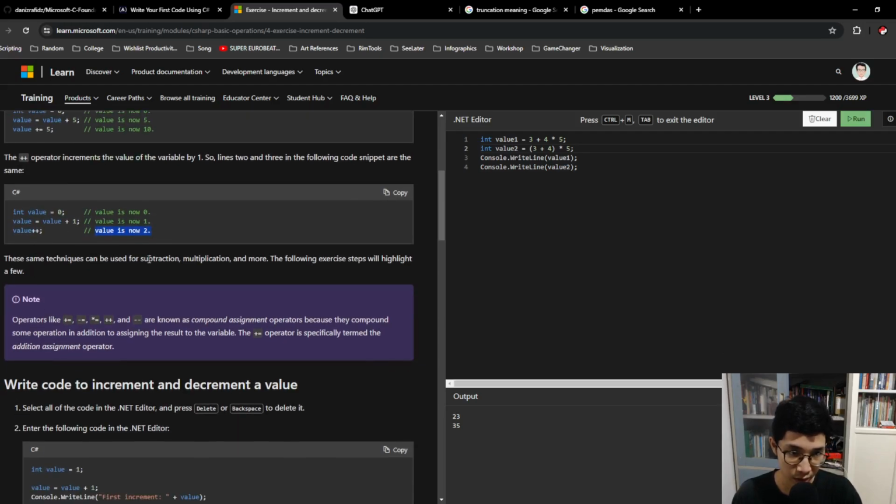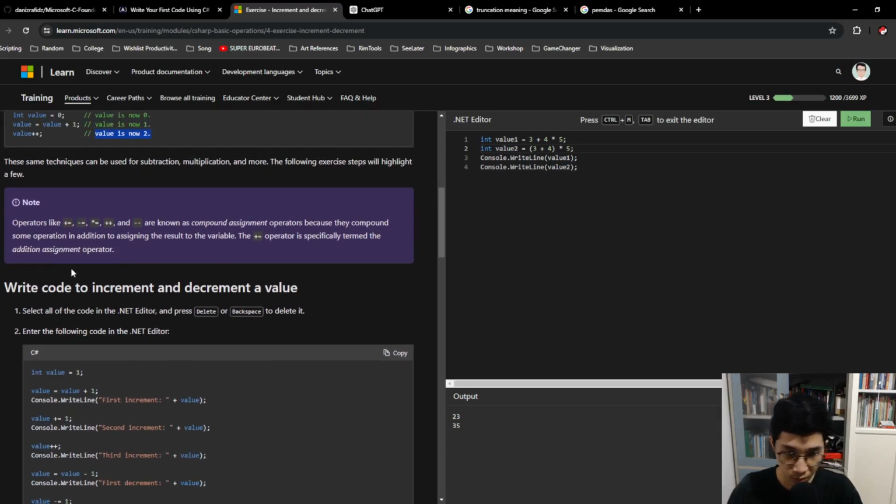This same technique can be used for subtraction, multiplication, and more. The following exercise steps will highlight a few.